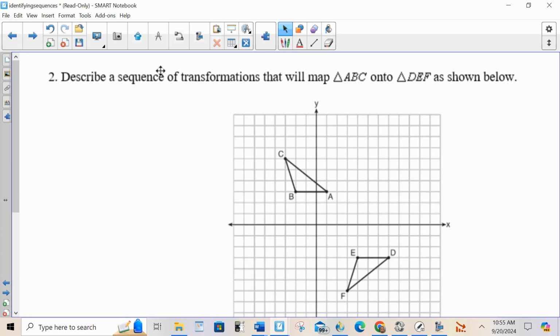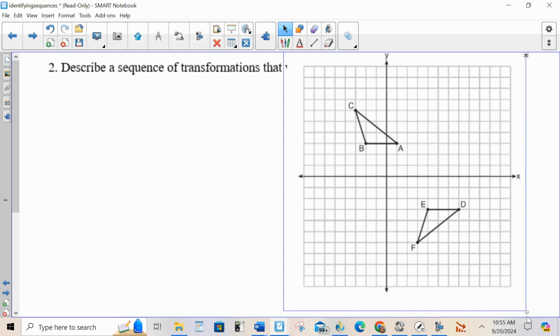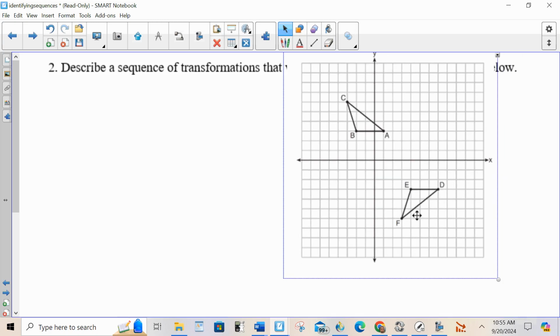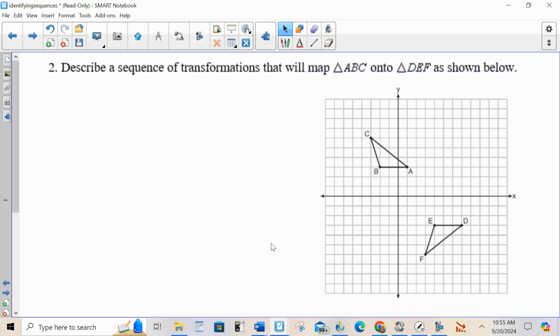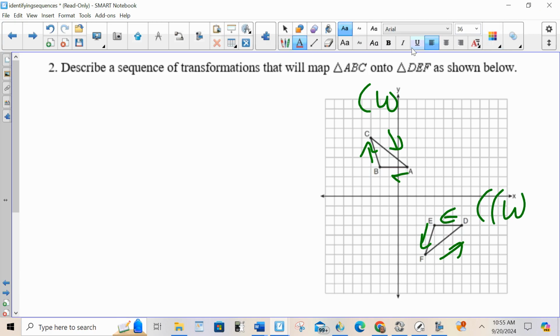Number 2, describe a sequence of transformations that will map triangle ABC onto triangle DEF. Well, same thing, we check for orientation. ABC is going clockwise. DEF is going counterclockwise. The orientation is different. Therefore, there must be a reflection.